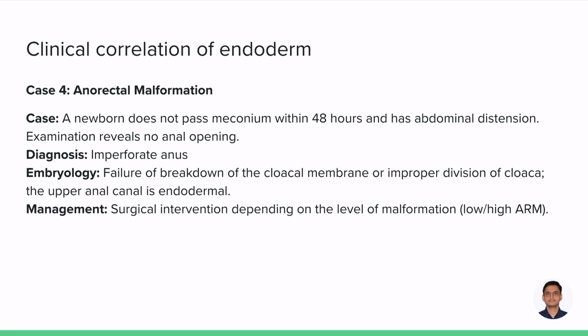Another case is of anorectal malformation. A newborn does not pass meconium within 48 hours and has abdominal distension. Examination reveals no anal opening. The diagnosis of imperforate anus was made. It is due to the failure of breakdown of the cloacal membrane or improper division of the cloaca, and management is surgical intervention depending on the level of malformation.